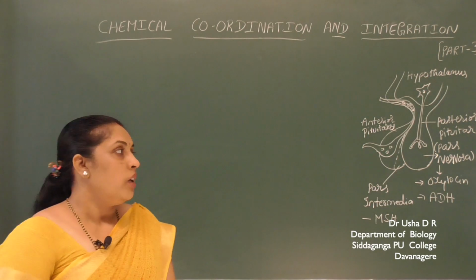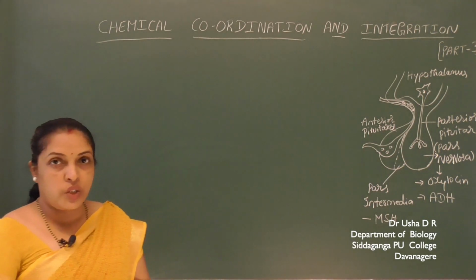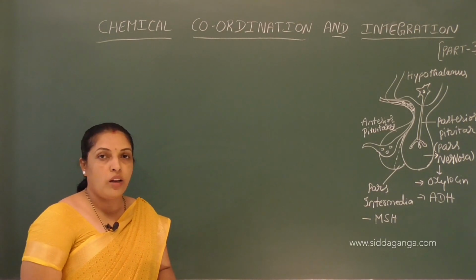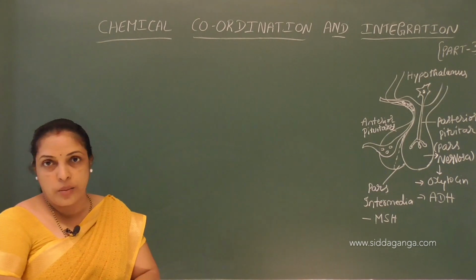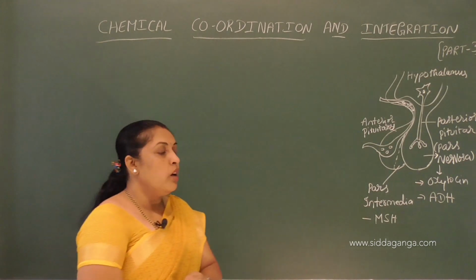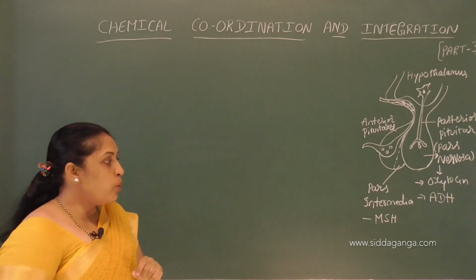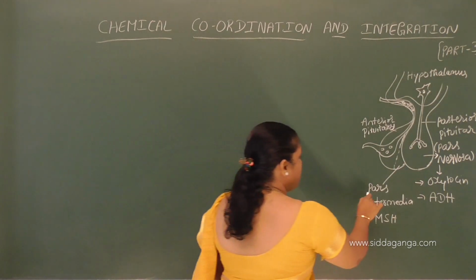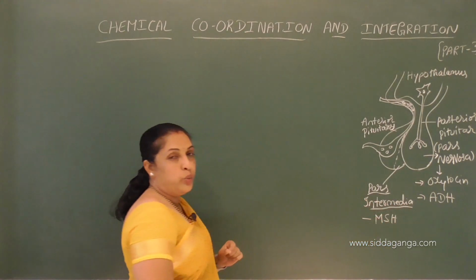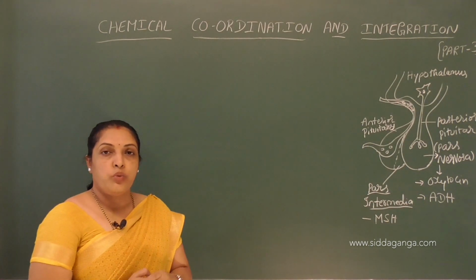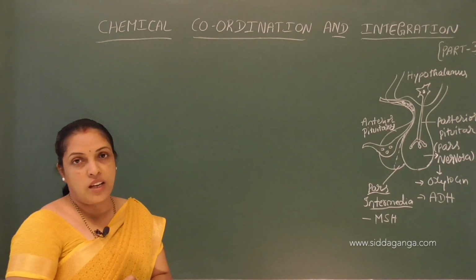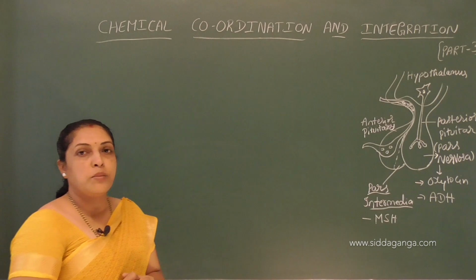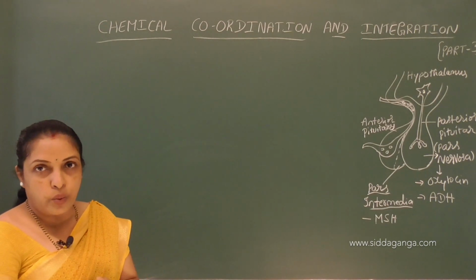Namaste children. In our last class we discussed hormones produced by the anterior pituitary gland. In today's class we will discuss hormones produced by the posterior pituitary gland, and also one hormone we left in the anterior pituitary gland, that is produced by the pars intermedia. In the last class we discussed hormones produced by pars distalis. So today we will discuss hormones produced by pars intermedia and also pars nervosa.